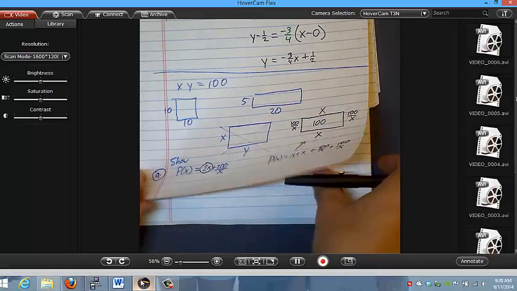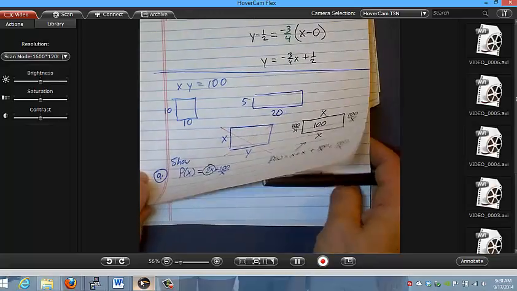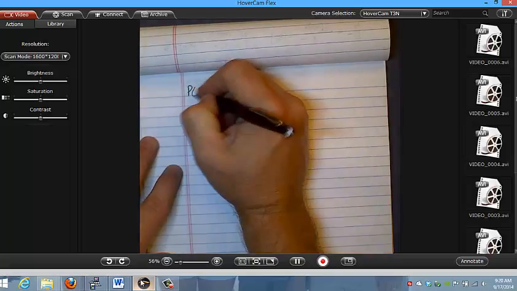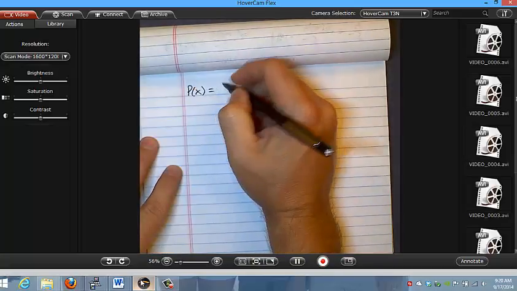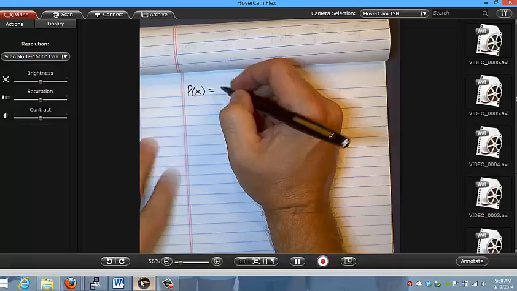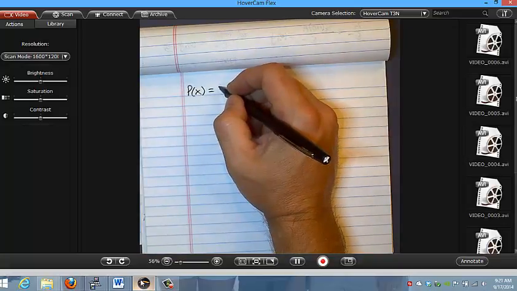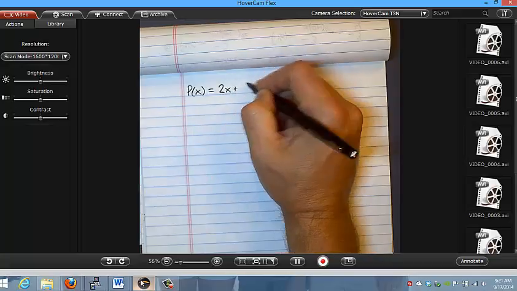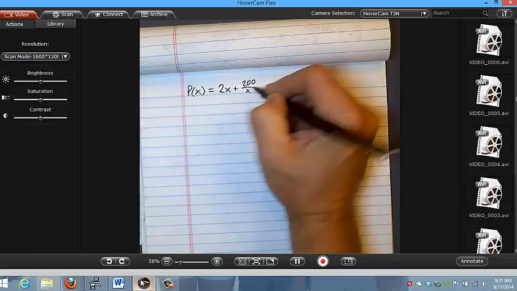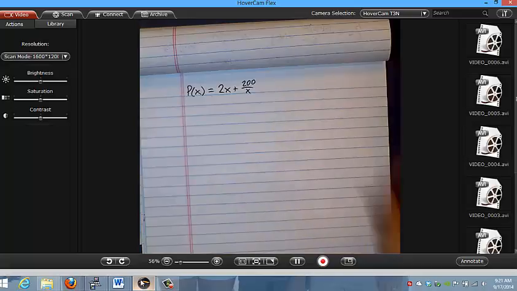So maybe if I were to do a problem, what I might do is give you the formula. Of course, they gave you the formula, right? Maybe part A is stretch, and then part B, we're really testing the intermediate value theorem. So let's see what it says. 2x plus 200 over x, right? What is this a formula for?